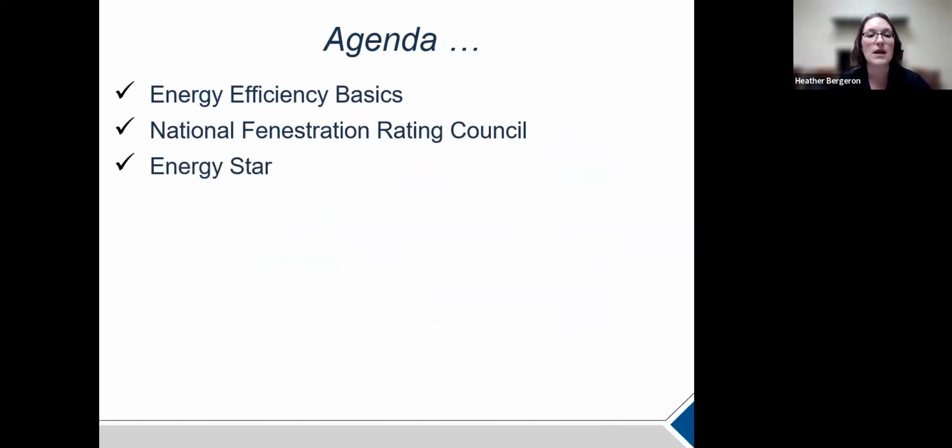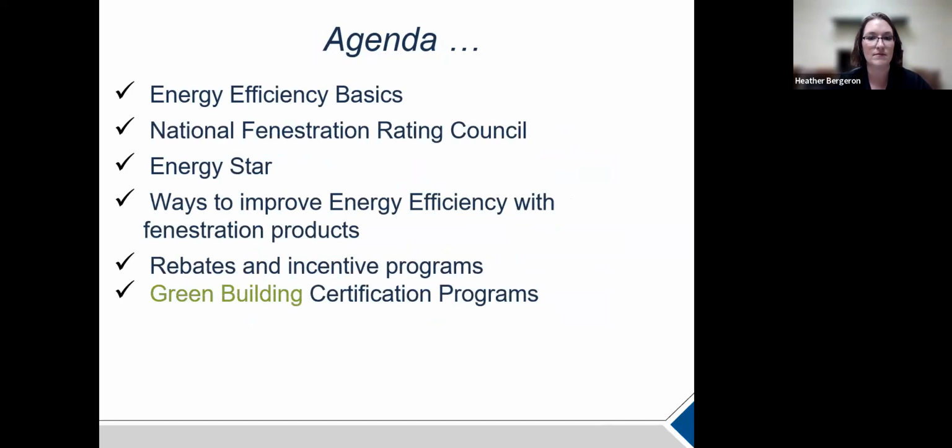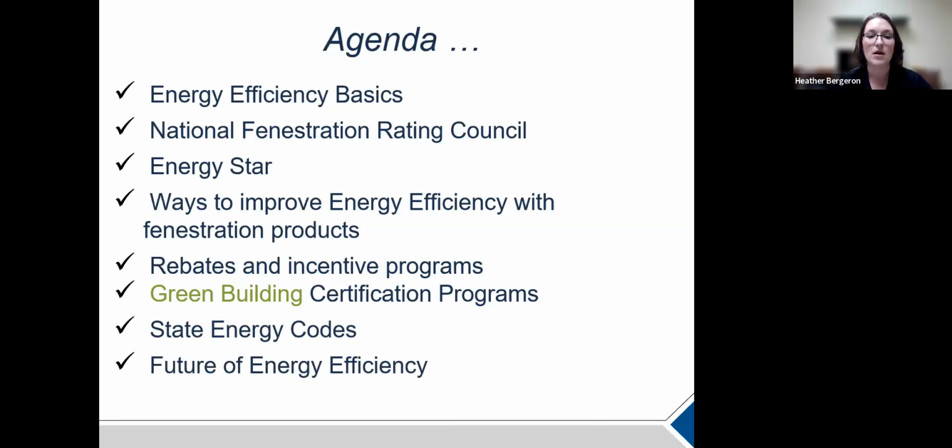So on our agenda today, we are going to cover all the energy efficiency basics. The NFRC, again, as I mentioned, this is the National Fenestration Rating Council. Energy Star, ways to improve the energy efficiencies with fenestration products, rebates and incentive programs, green building certification programs, and state energy codes. Also, the future of energy efficiency.